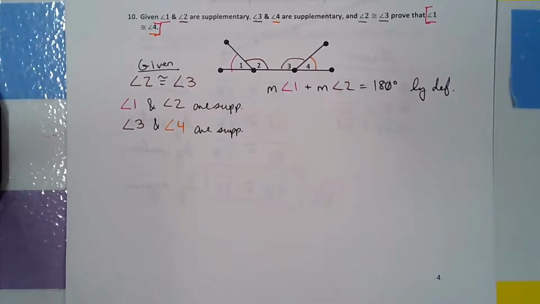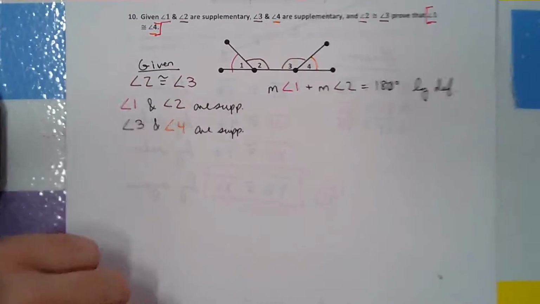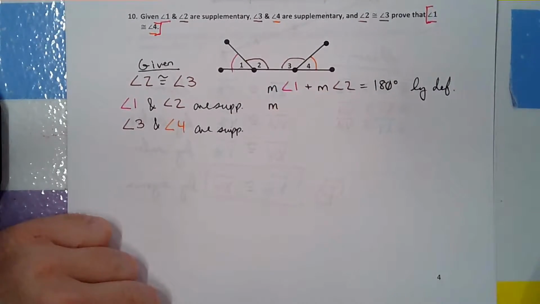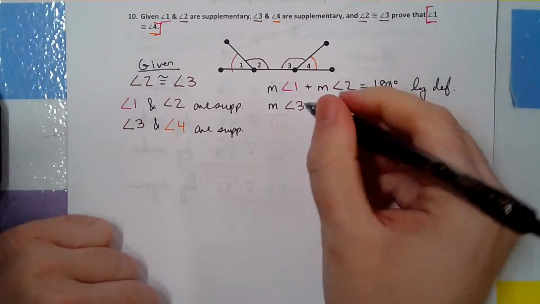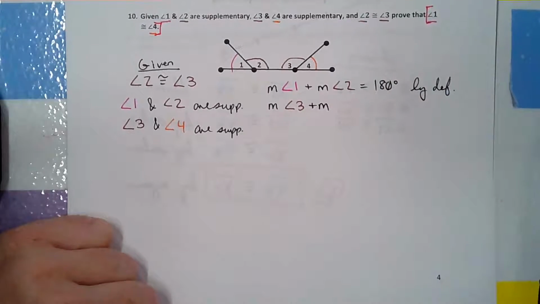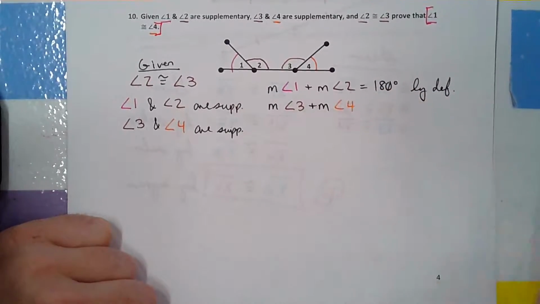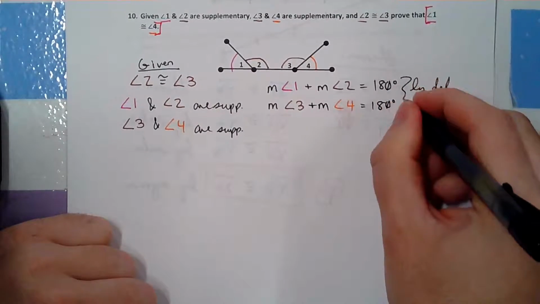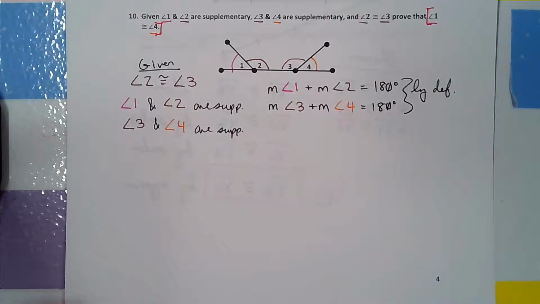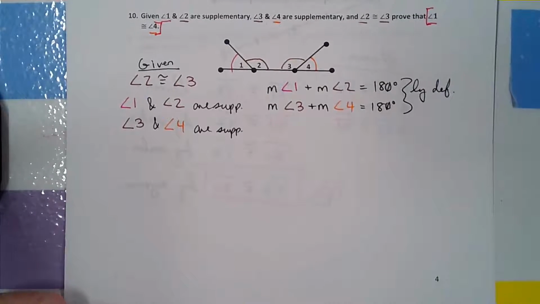I don't know the definition off the top of my head. I couldn't define it for you, but I know when I see it, right? They're supplementary. Enough! Measure of angle 3 and measure of angle 4, likewise, are going to add up to 180. And those are both by definition. Those squiggles. You guys have seen the sponge lady, right, with the paint? No, we'll have to watch that one here.